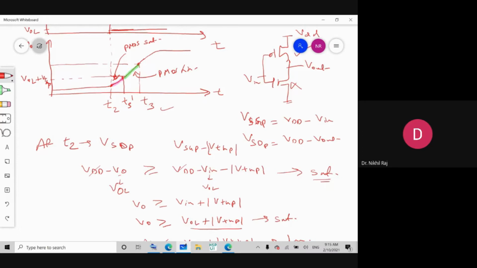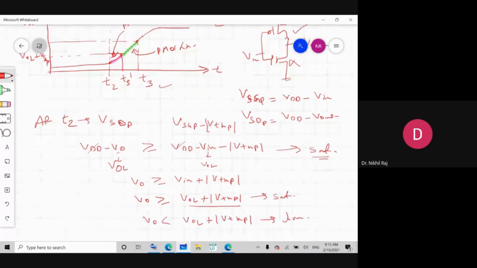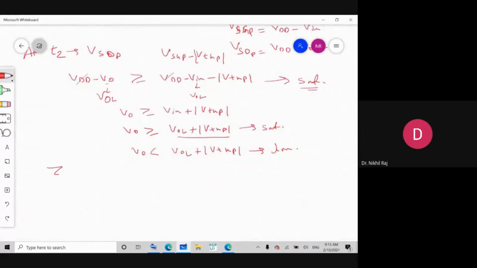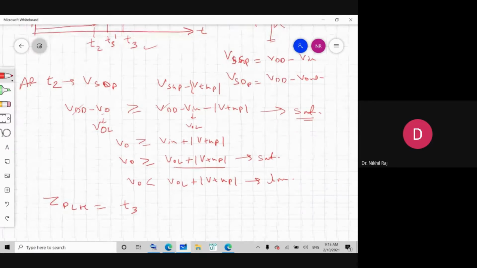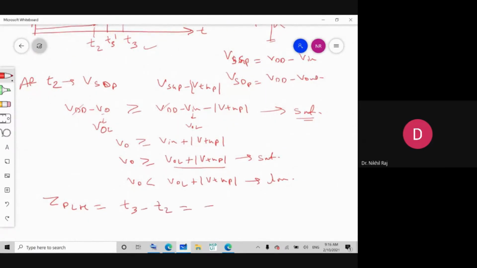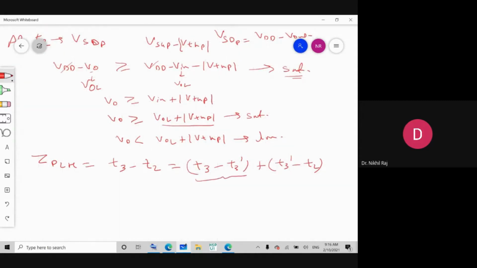So we got the necessary data to calculate the value of TP-LH now. The complete analysis is done. Now we'll just substitute the values and calculate. So for TP-LH, it is nothing but T3 minus T2, which can also be written as T3 minus T3 dash plus T3 dash minus T2. In this region your PMOS will be in the linear region. In this region PMOS will be in the saturation region.